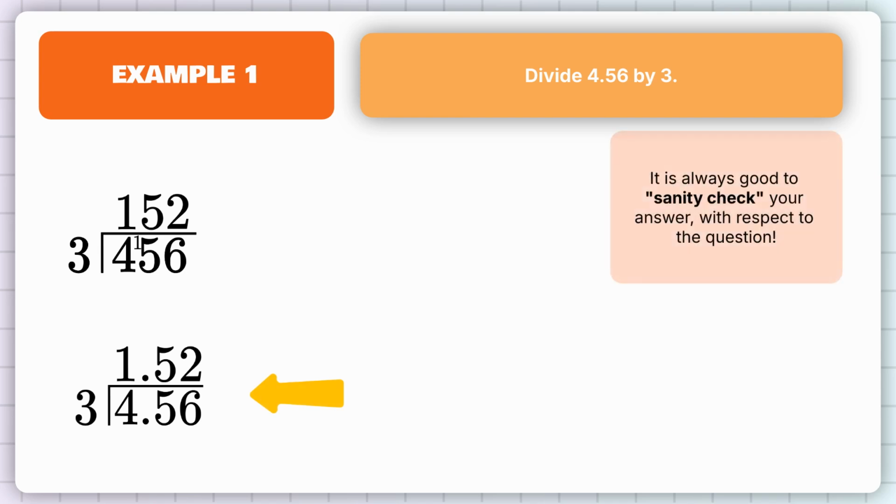It's always a good idea when completing a maths question to do something called sanity checking at the end. This is when you compare the numbers given in the question to the number you've generated as an answer. 152 wouldn't make sense as a quotient in a question where 4.56 is the dividend and the divisor 3 is only a bit smaller. So, we know to go back and make sure to include our decimal point in the correct location.